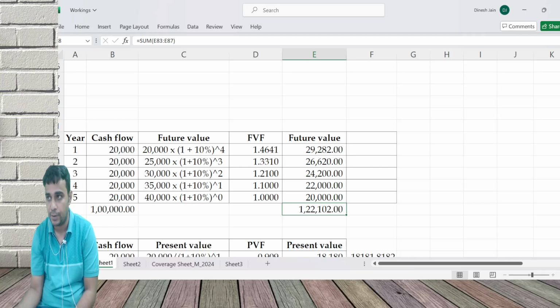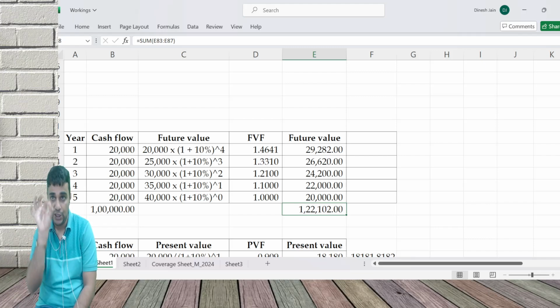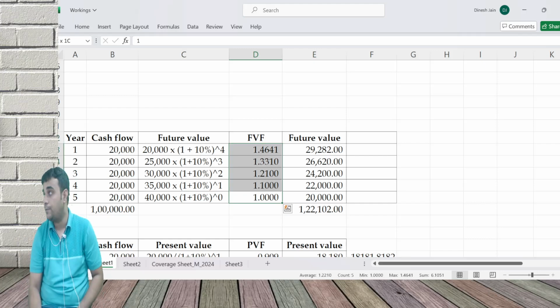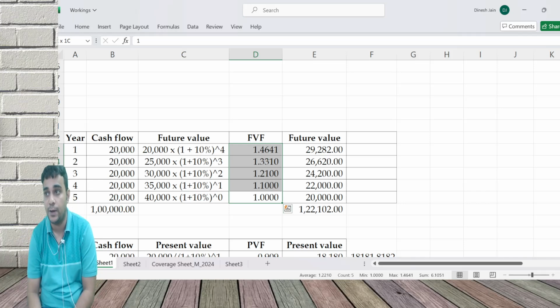From the beginning. 1, M plus, 1, M plus, into 1.1 equals, M plus, into 1.1 equals, M plus, into 1.1 equals, M plus, into 1.1 equals, M plus, and then MRC. Tell me the MRC number. 6.1051 is the total of those 5. 6.1051 into 20,000 you do. 122,102 is the number there.